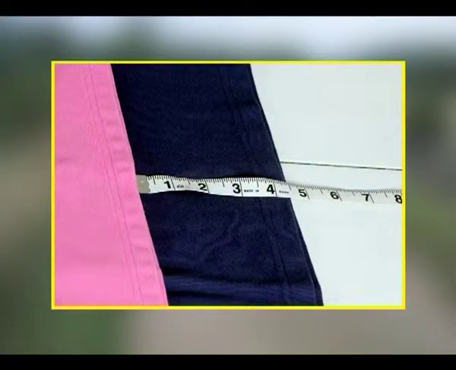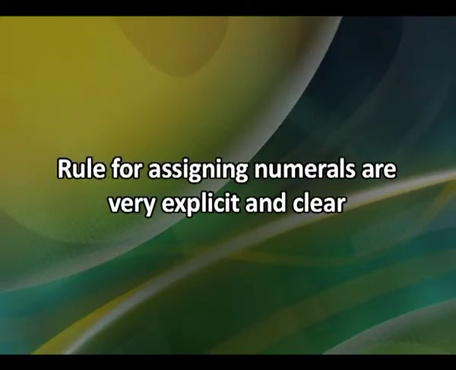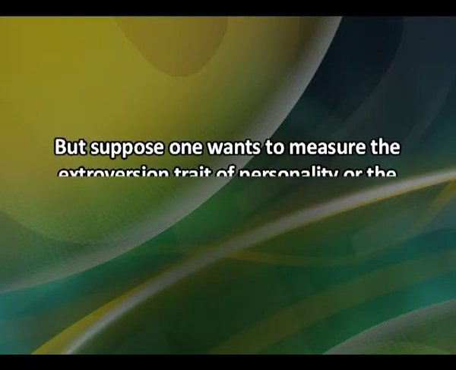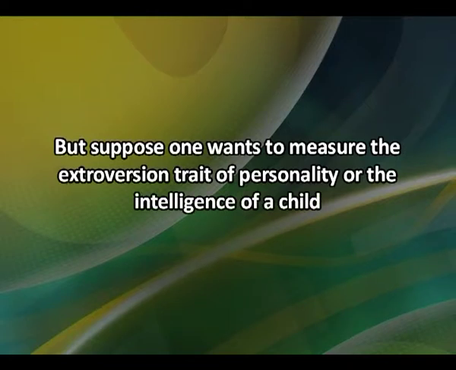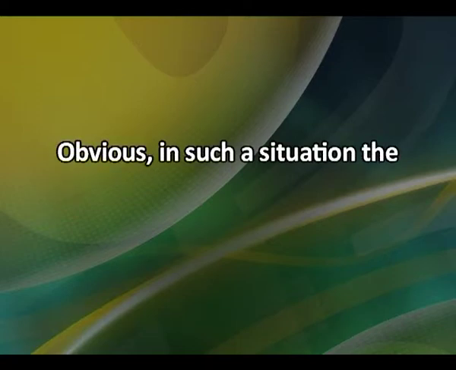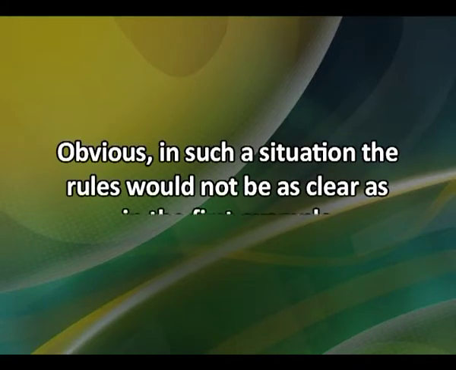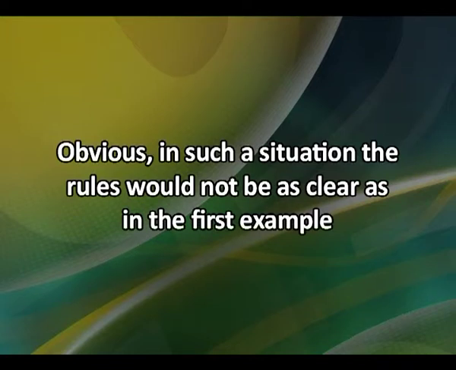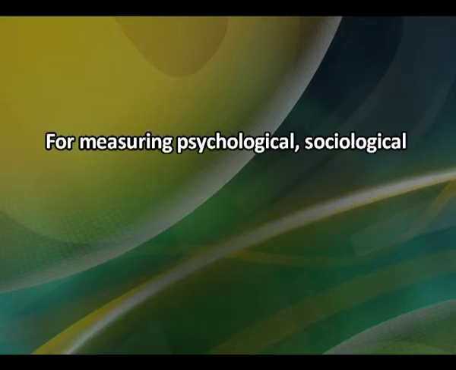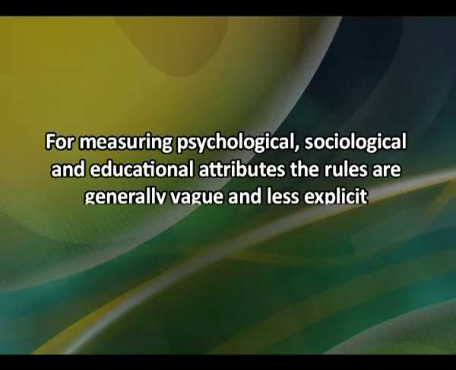Just for example, when one is measuring the length of cloth in feet and inches, the rules for assigning numerals are very explicit and clear. But suppose one wants to measure the extroversion trait of personality or the intelligence of a child. Obviously, in such a situation, the rules would not be as clear as in the first example. For measuring psychological, sociological and educational attributes, the rules are generally vague and less explicit.